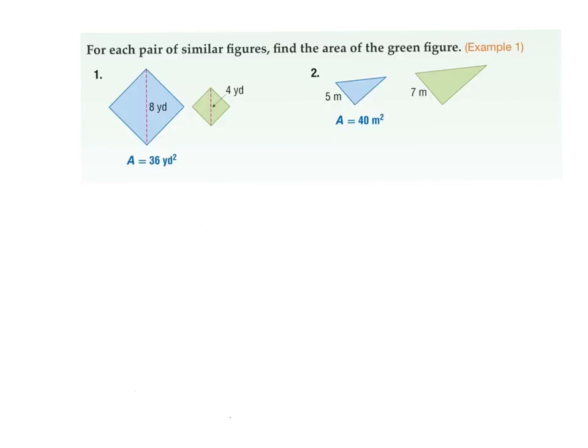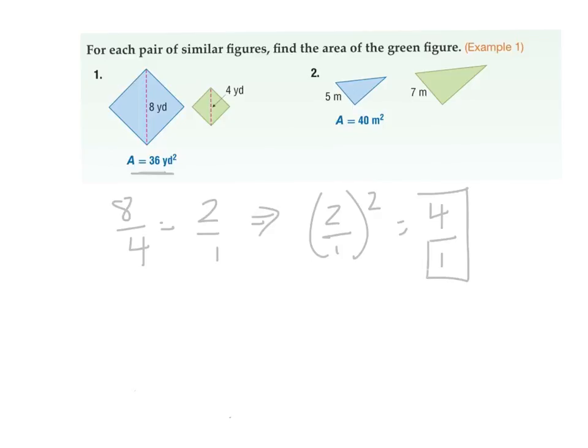So let's have a look at question number 1. So what are you told? That the diagonal of the bigger quadrilateral is 8, the diagonal of the smaller quadrilateral is 4. I'm going to take the bigger one purely and simply because it tells you what the area is. So you've got 8 over 4, which will cancel down to 2 over 1. And then don't forget, you've got to square them. So 2 over 1 squared is going to give you 4 over 1. So that's your ratio and proportion that you need.